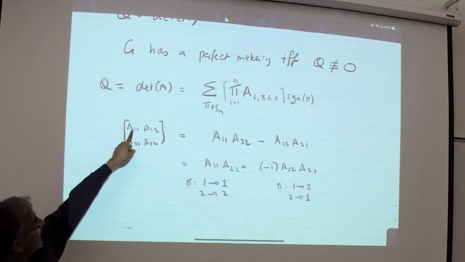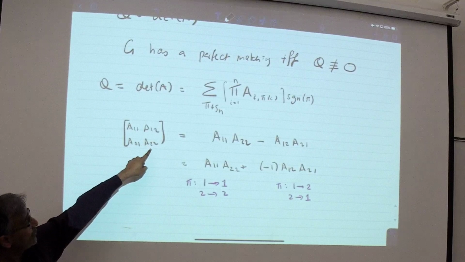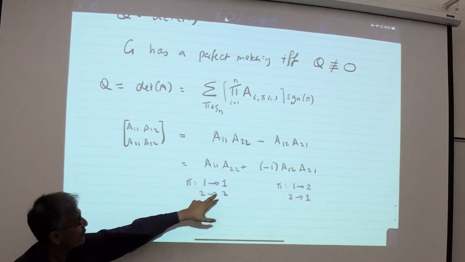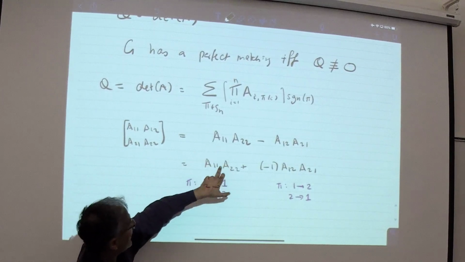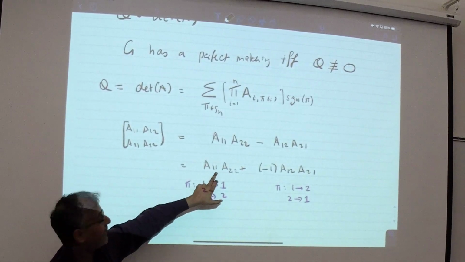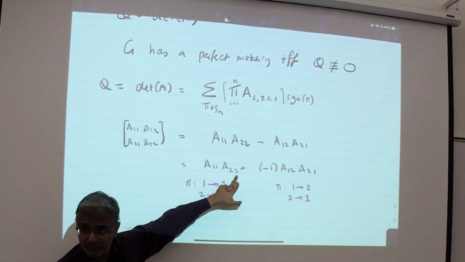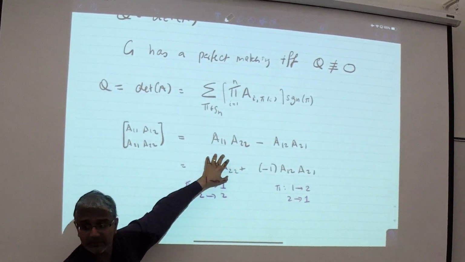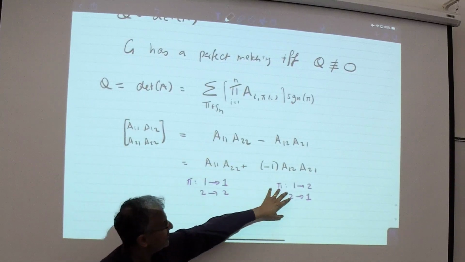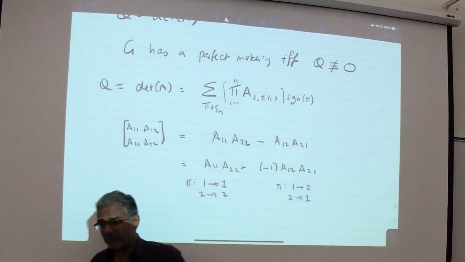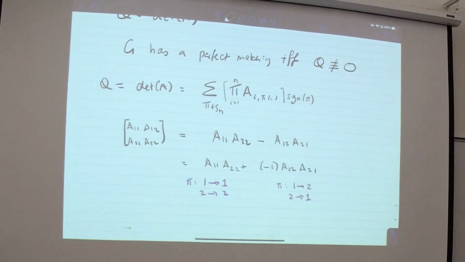So in this case, I had A11, A12, A21, A22. The first permutation was 1 goes to 1, 2 goes to 2. So I take A1 comma pi of 1, which is 1,1, times A2 comma pi of 2, which is 2,2. Multiply them together. That's one permutation. That's one term. Then do this for the next one, and the next one, and the next one. Add them all. And the sgn is the sign.